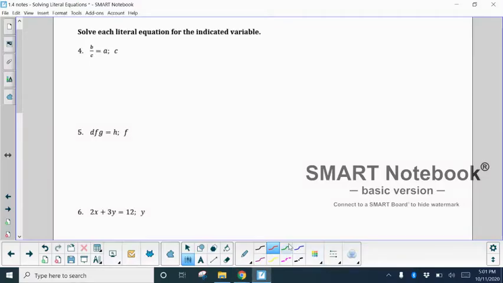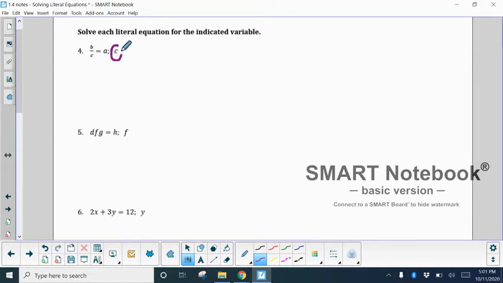So on the second part of the notes, I just have some actual practice equations. It says solve each literal equation for the indicated variable. So this is just to get us to practice using that skill of rearranging formulas. So this says B divided by C equals A. And then it says solve for the indicated variable.